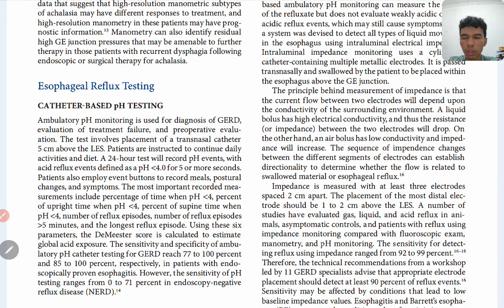Next, esophageal reflux testing. Catheter-based pH testing. Ambulatory pH monitoring is used for diagnosis of GERD, evaluation of treatment failure, and preoperative evaluation, and the test involves placement of a transnasal catheter 5 cm above the LES. Patients are instructed to continue daily activities and diet. A 24-hour test will record pH events, with an acid reflux event defined as a pH below 4.0 for 5 or more seconds. Patients also employ event buttons to record meals, postural changes, and symptoms.